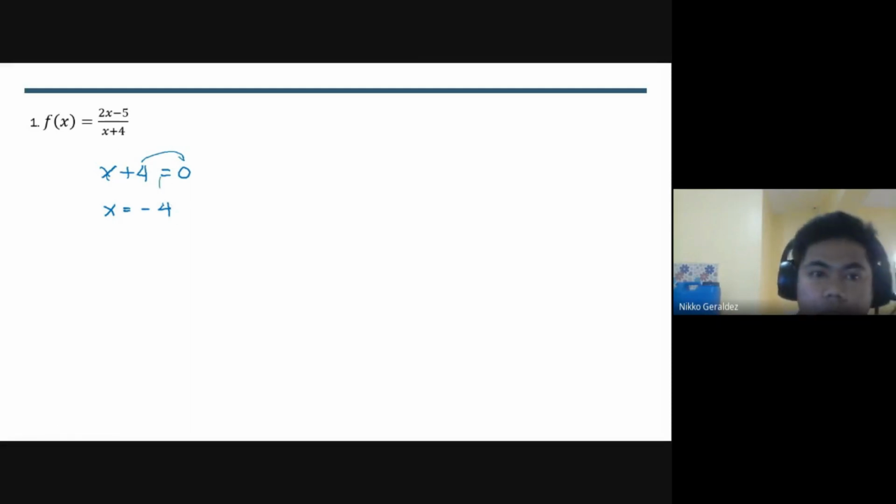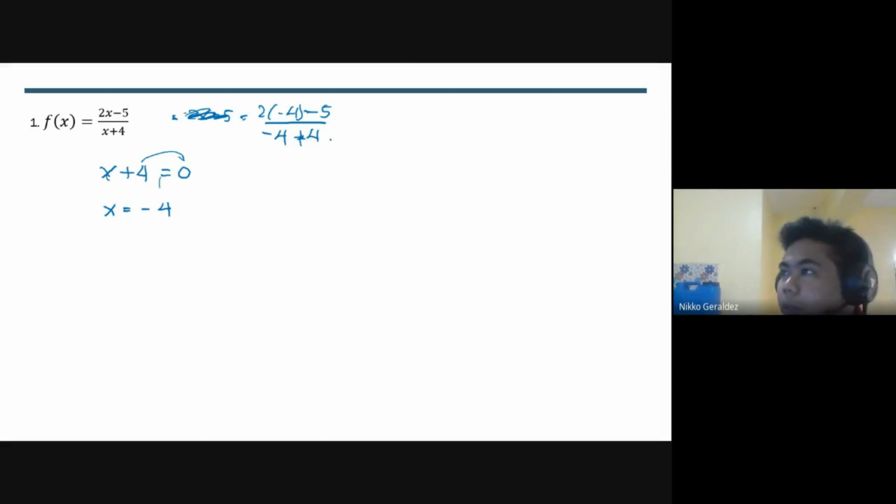So negative 4 will make the denominator 0. Diba? 2x minus 5, or 2 times negative 4 minus 5 over negative 4 plus 4. So negative 4 plus 4, 0. So undefined si function. So ibig sabihin, negative 4 is not included in the domain. So hindi siya kasali.